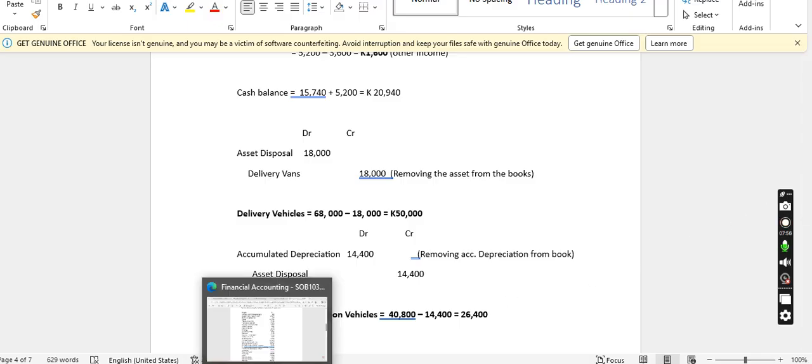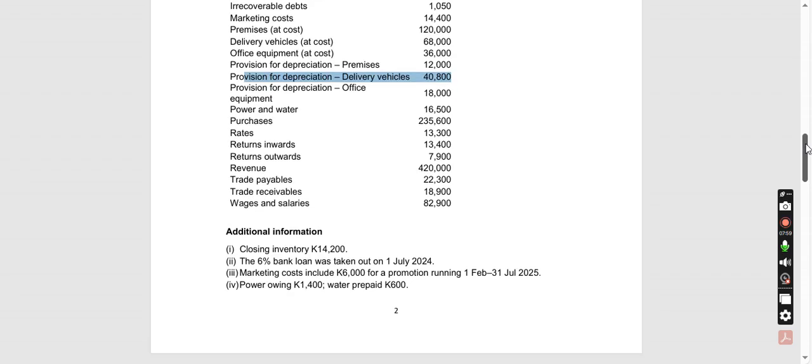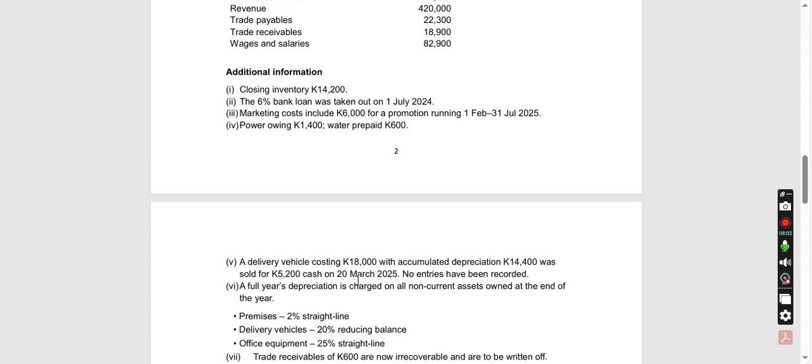Yes, so we go to the next. They tell us a full year's depreciation charge is charged on all non-current assets owned at the end of the year. For premises, 2% straight line method. The straight line method of depreciation just means the depreciation expense is the same every year. Delivery vehicles, 20% reducing balance. The reducing balance just means the depreciation charge reduces as time goes by.